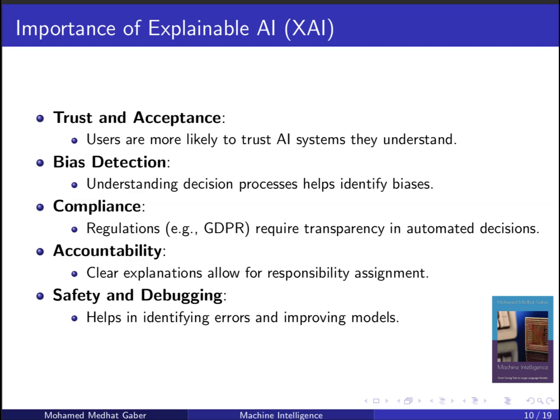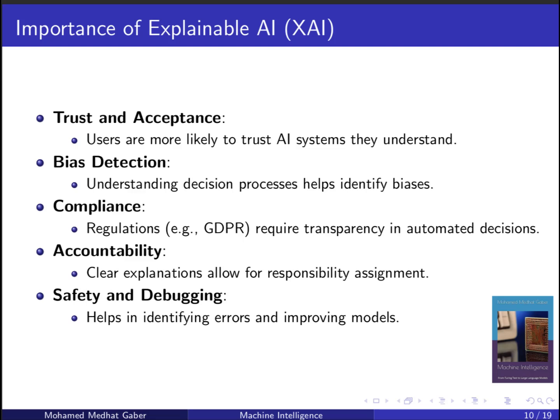Firstly, trust and acceptance are foundational for AI adoption. Users are more likely to trust and rely on AI systems when they understand how decisions are made. Transparency in AI fosters confidence, especially in high-stakes areas like healthcare, finance, or criminal justice, where decisions can have significant personal impacts.